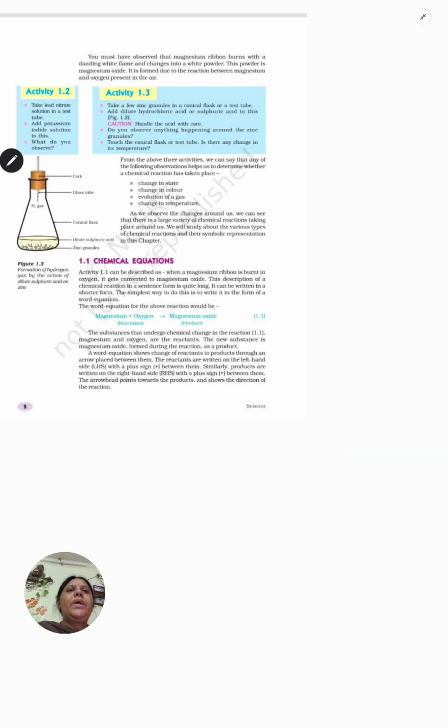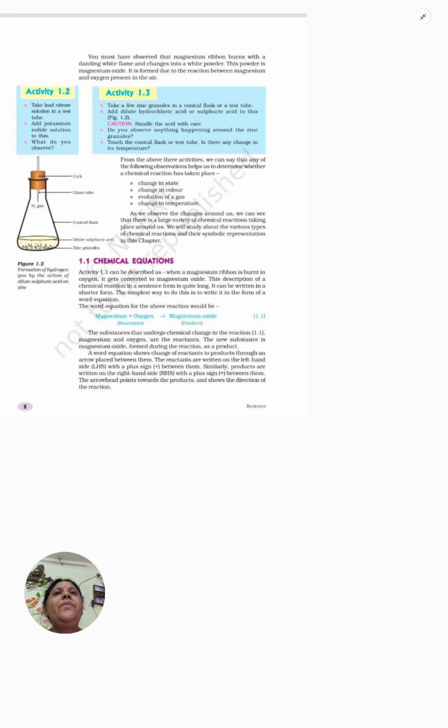Right. So to understand this chemical reaction, we are given different activities in our textbook also. In the first activity, we take a magnesium ribbon and use the flame. We burn that ribbon, and after some time what is happening? A white ash is getting produced, which is nothing but magnesium oxide. Some other interesting activities are there. These things you can test in your lab if possible.